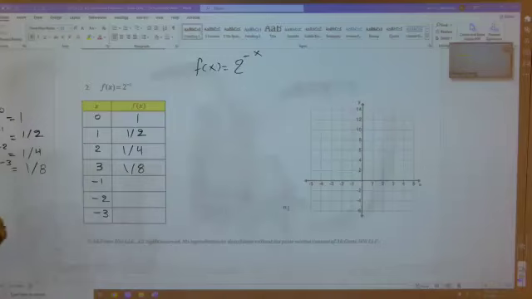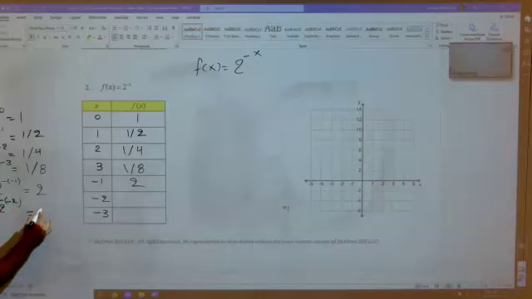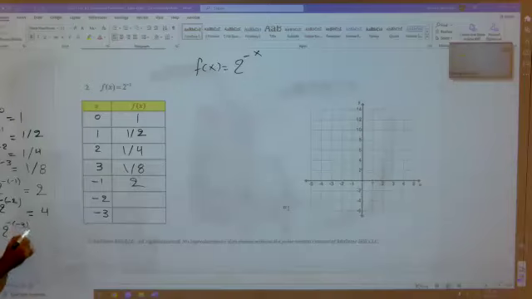Now 2 to the -1. Positive, so it's going to be 2. You see, it's different. It's going to be the opposite side. 2 to the -2 is going to be 4. And 2 to the -3 is going to be 8. So 2, 4, 8.